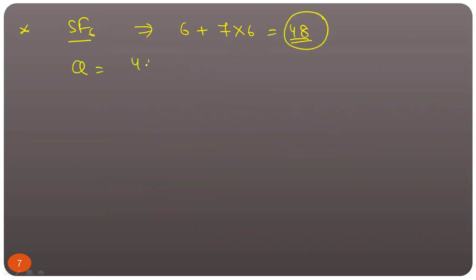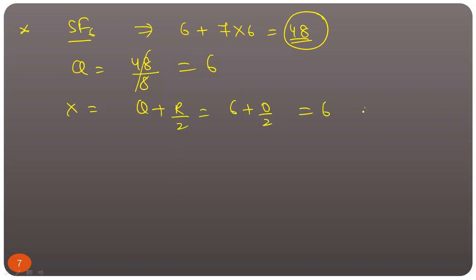Look, did everyone understand? This is another method. Again I am telling another, SF6. Sulfur has valence electron 6, fluorine 7. 7 into 6, that is 42, plus 6, 48. Now if the number of valence electron exceeds 8, divide by 8. So 48 by 8, that is equal to 6. Remainder again, no remainder. So x is equal to q plus r by 2. So 6 plus 0 by 2, that is equal to 6. So hybridization is sp3d2. Is it clear?